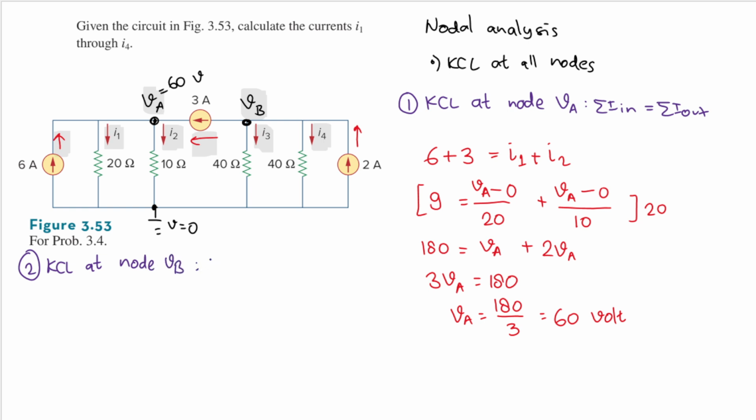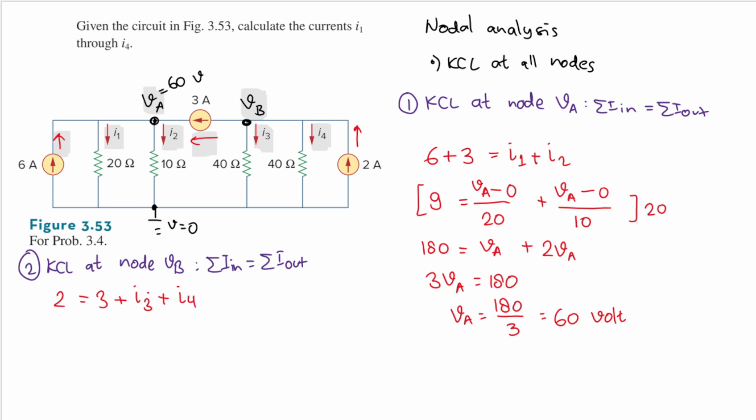Again, KCL says that the sum of the current that goes in will equal the sum of the current that goes out. Okay, let's see. The only current that goes in is this one here, which is 2 ampere. Good. And then this current is going out, so I will have 3 on the right-hand side here. And then we also have I3 and I4 all going out, so I'll have plus I3 and plus I4.